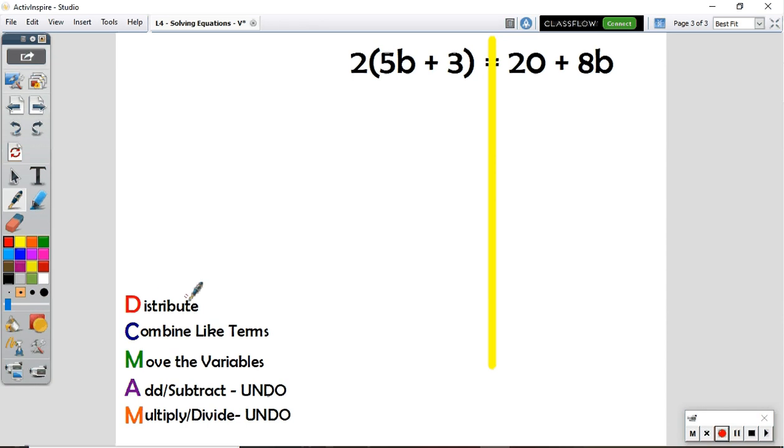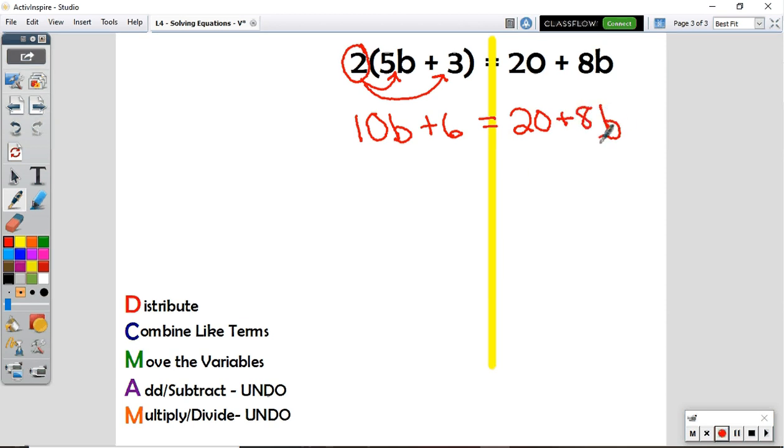Hopefully you notice that this time we do have to distribute because we've got those parentheses. So we're going to start right here. We're going to distribute, so I'm going to be left with 2 times 5b is 10b. 2 times 3 is 6. That's going to equal 20 plus 8b. So that's my distribute. We need to check and see if we need to combine like terms. So no like terms over here. No like terms over here, so that step is done.